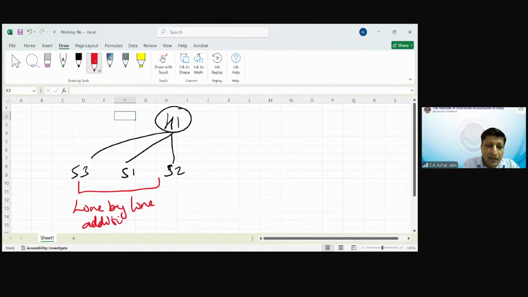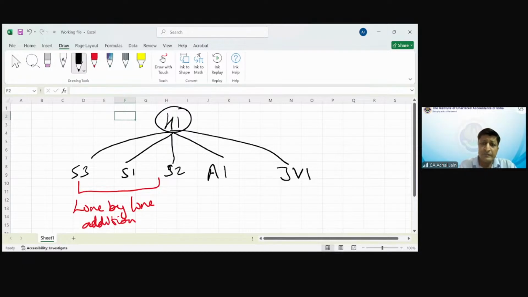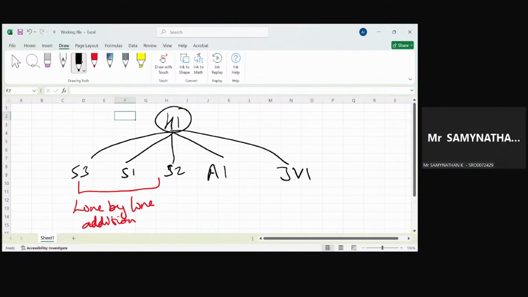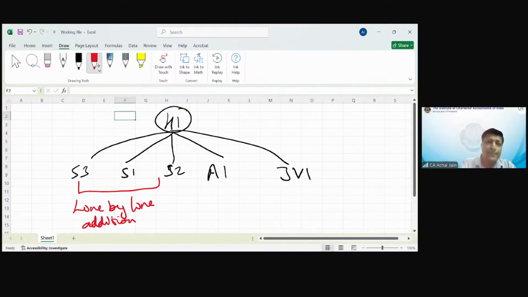For subsidiary, what is the approach that you follow for consolidation? Line by line addition. Right? Now, if we talk about associates or JVs, let's suppose A1 is the associate, JV1 is the JV. Can you tell me under Ind AS what approach will be followed by the H1 for consolidation of A1 and JV1? Equity method. Okay, so both of these will be consolidated using equity method. So that's the approach that we follow.